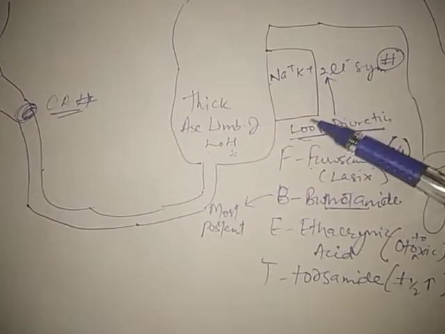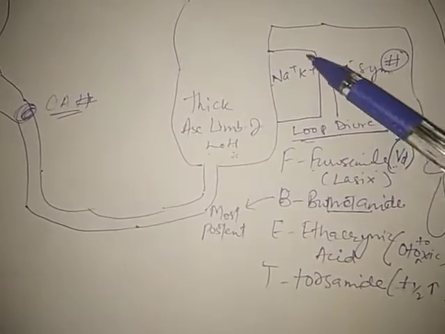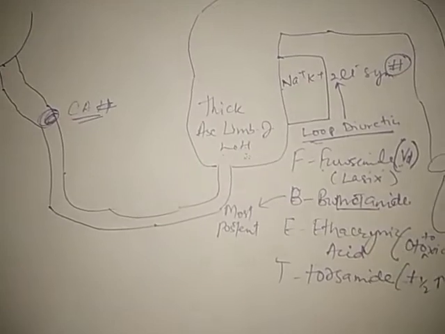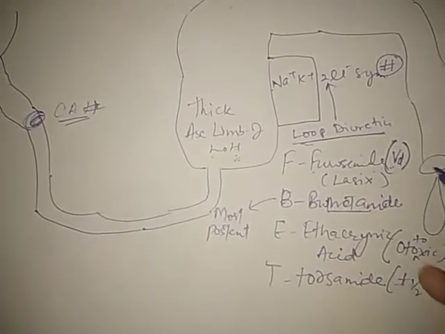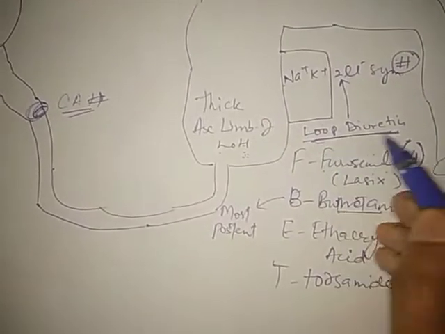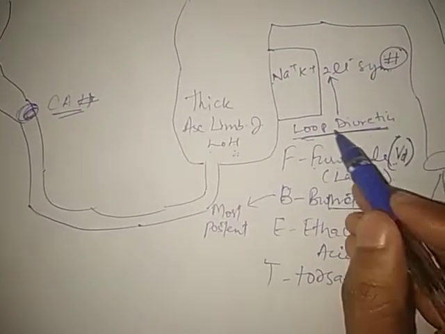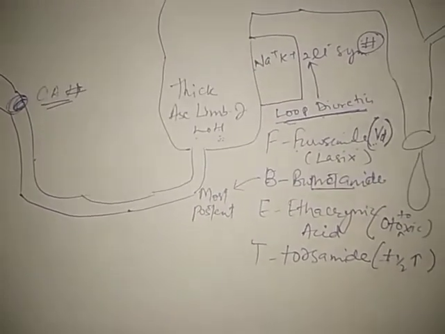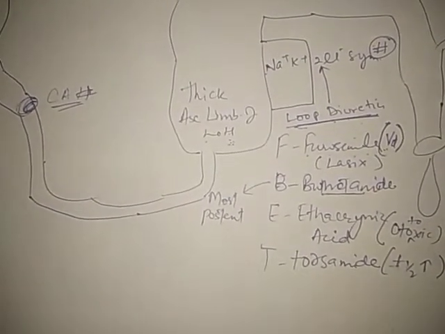They work in the thick ascending limb of the loop of Henle by blocking the sodium potassium 2 chloride symport. Basically, loop diuretics work well even in low GFR, so they maintain the GFR, and they can be used even in kidney failure. They can be safely given in patients with low GFR.